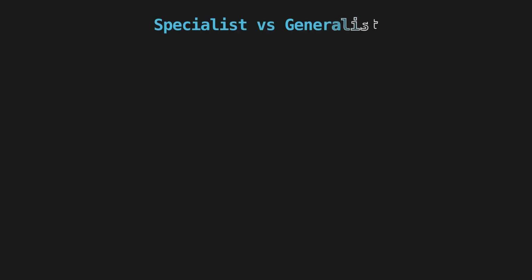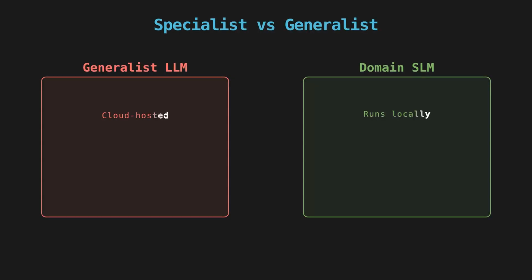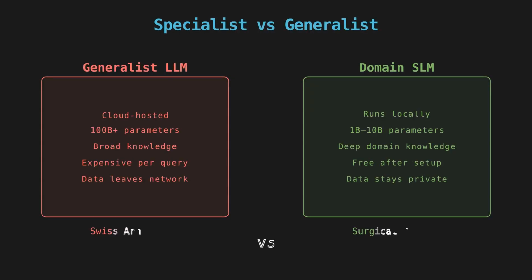Here is the key insight. A generalist cloud LLM is like a Swiss Army knife. It can do many things, but none of them with surgical precision. A domain-specific SLM is like a surgical scalpel. It does one thing, and it does it extremely well.